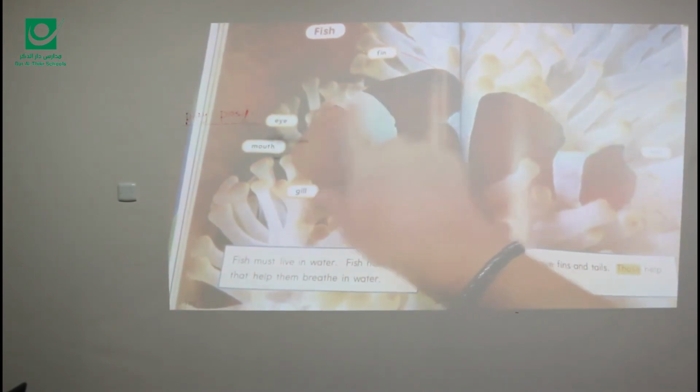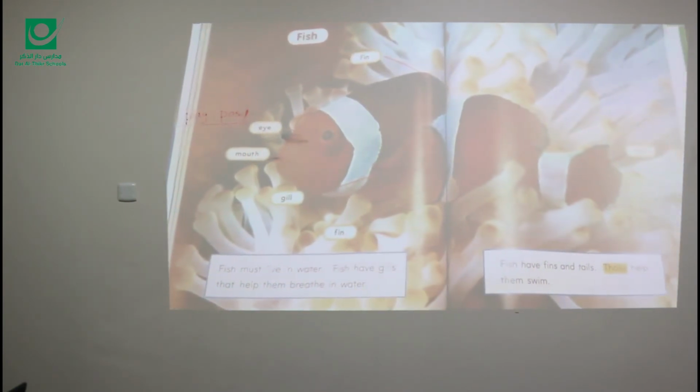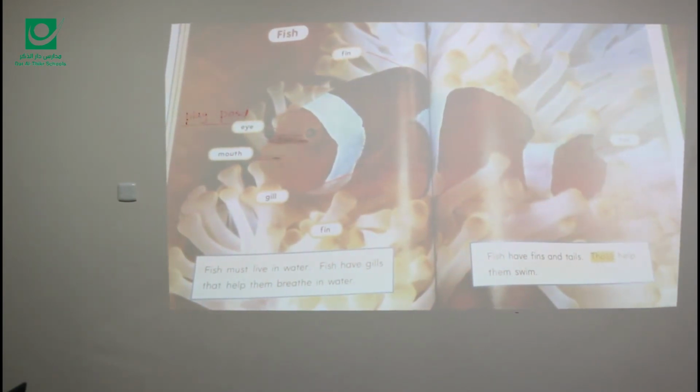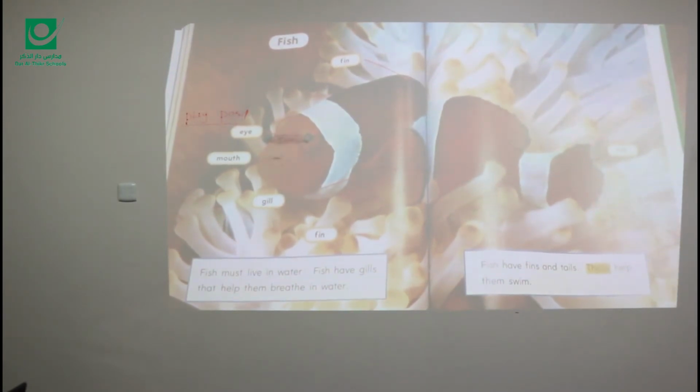Fish. Fin, eyes, mouth, gill, and fin. Fish must live in water. Fish have gills that help them breathe in water. Fish have fins and tails. Those help them swim.